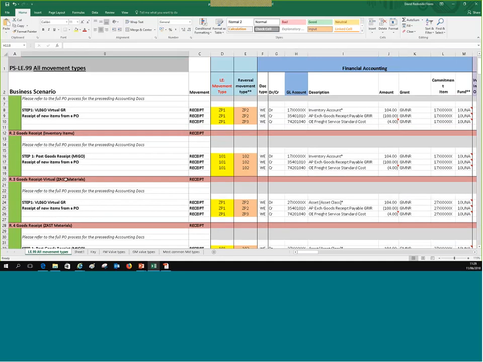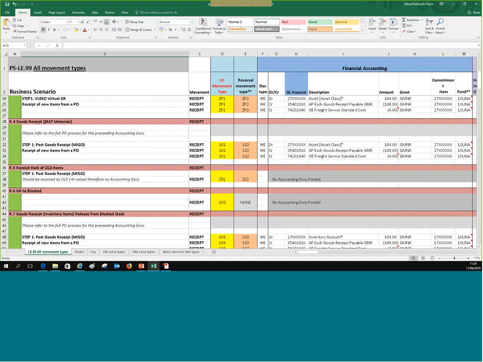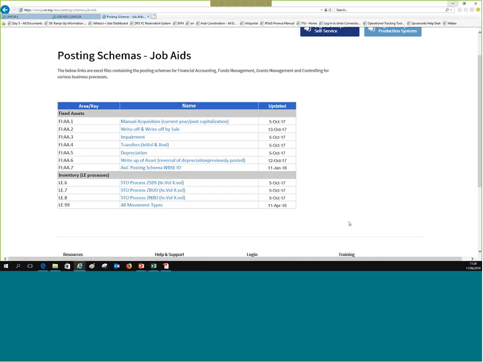Then you have some reference to SAT materials. If you read SAST materials, this is referring to fixed assets. So we will see it in the future days. But please, one of the main messages: use these posting schemas to understand what's going on.